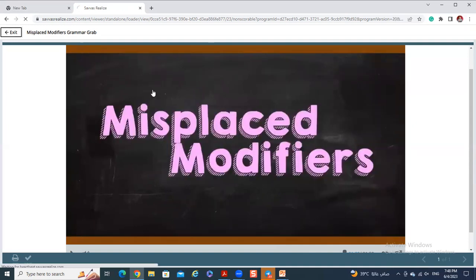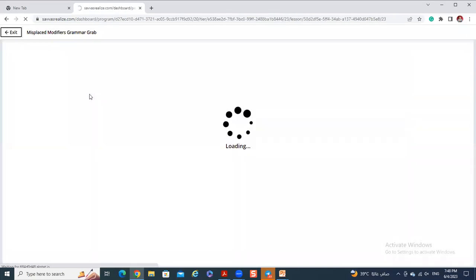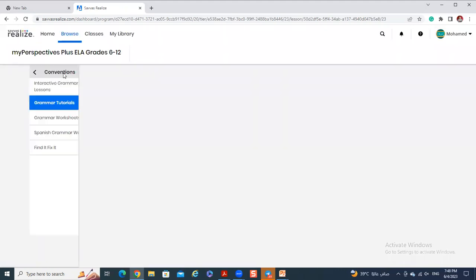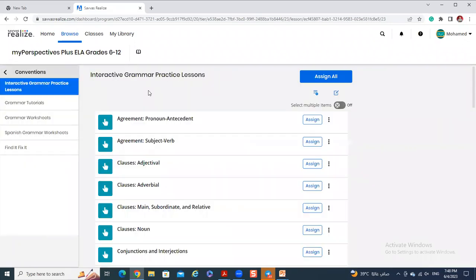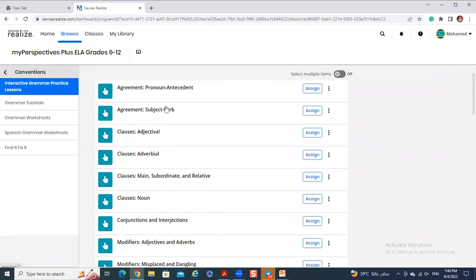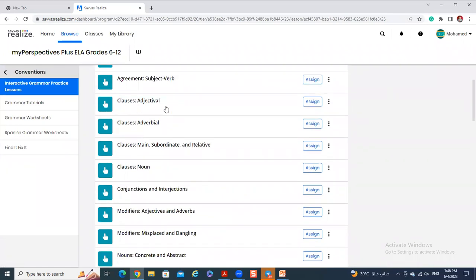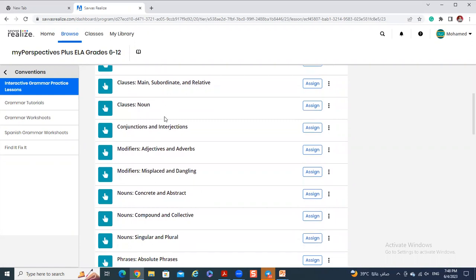Okay, so now let's go into more detail about the modifiers. We're going to start answering together. So if you can find, please, a modifier. Okay, we have here the modifier, misplaced and dangling. They come after each other. Let's start with the general information about modifiers.